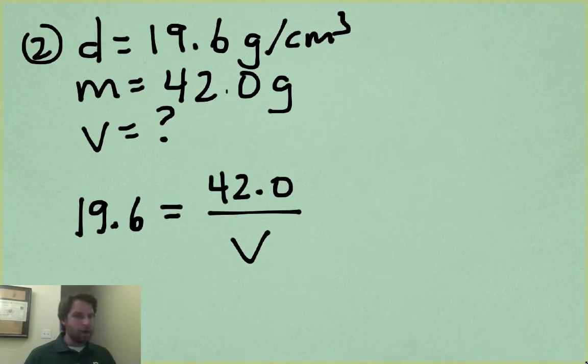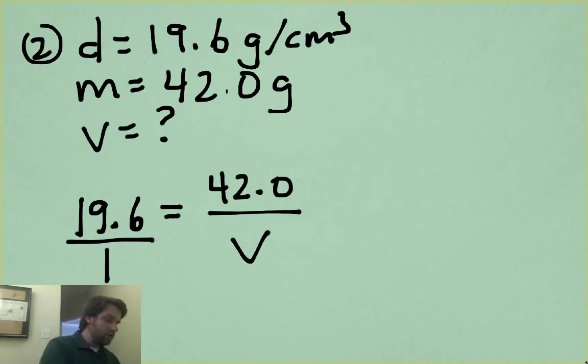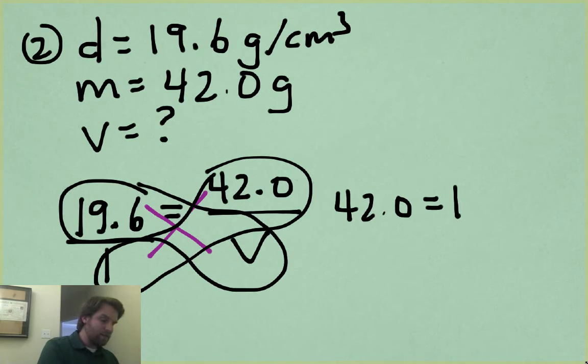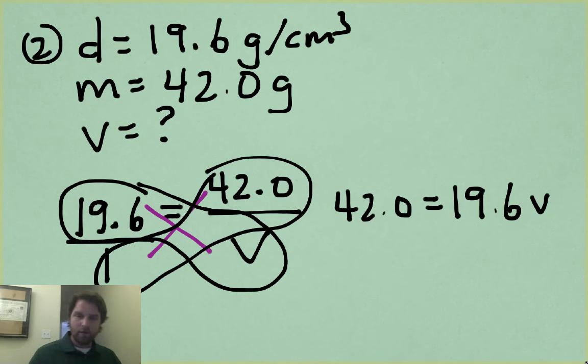Well, what you have to do is you have to isolate that variable. How do we do that here? Well, since we have two things on opposite sides of the equal sign, we need to set up a proportion. So we can just say this 19.6 is the same as saying 19.6 over 1. And what we can do is we can cross multiply. So 42 times 1 over here is 42 equals 19.6 times V, 19.6 V. Now, V, X, whatever you want to use, it doesn't really matter.